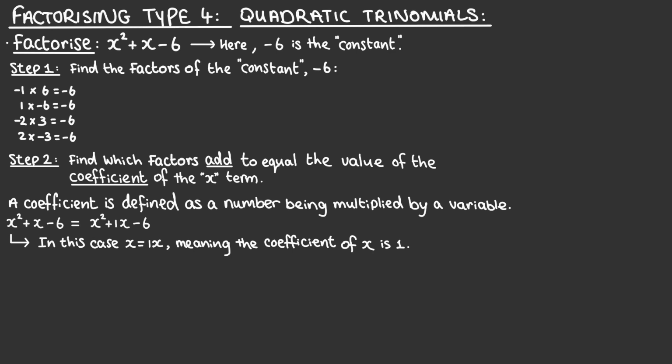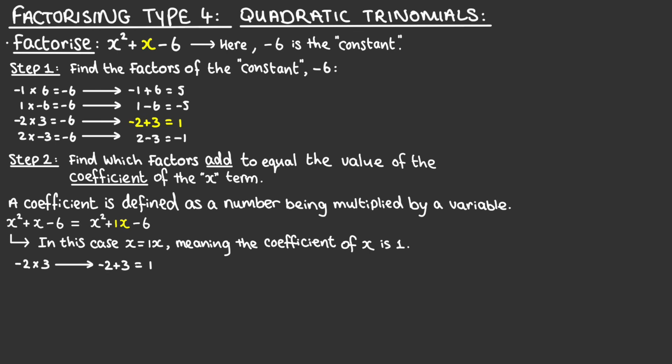So we can see that if we add minus 1 and 6, we get 5. If we add 1 and minus 6, we get minus 5. If we add minus 2 and 3, we get 1. And if we add 2 and minus 3, we get minus 1. So you can see that minus 2 and 3 both add to equal 1, which is the coefficient of the x term in the quadratic trinomial.